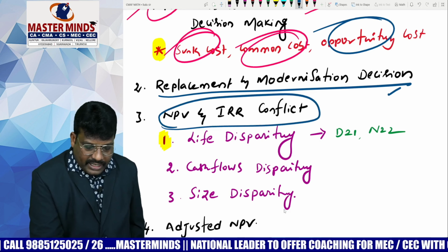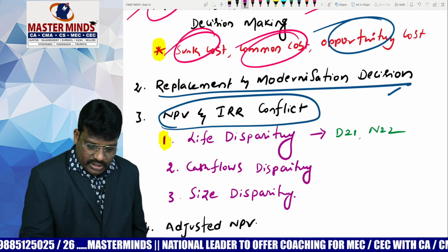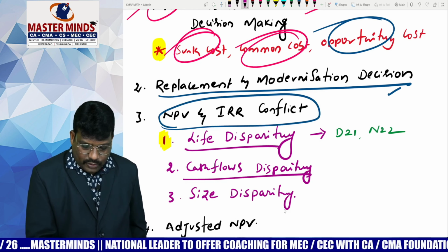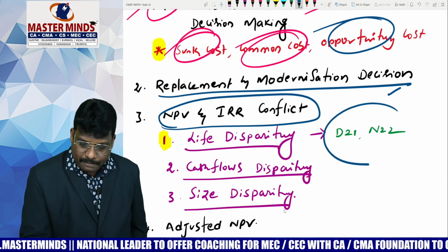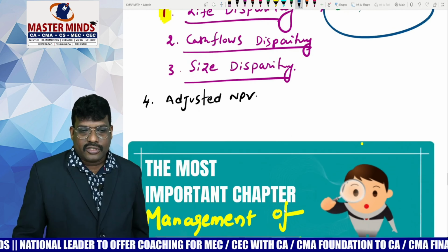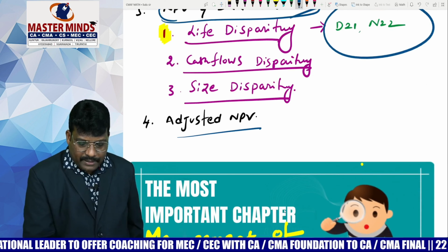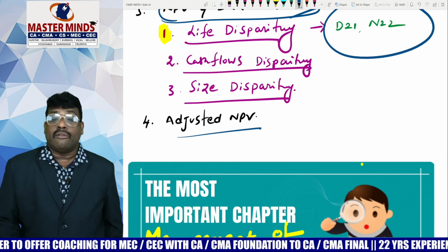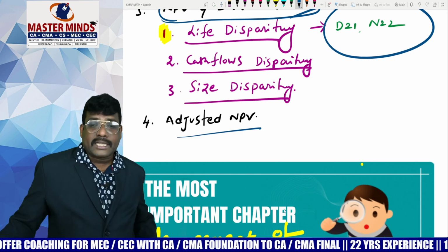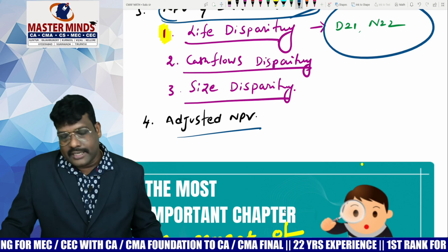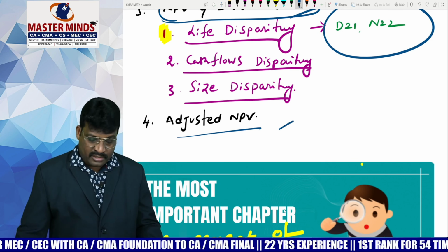Thereafter, NPV IRR conflict plays a very, very important role, because under this NPV IRR conflict, life disparity, cash flow disparity, and size disparity are there, but only life disparity they've been asked. Pay attention to this model. And adjusted NPV is also very, very important, where adjusted NPV equals base case NPV plus tax benefit on debt. Basing on that, we calculate adjusted NPV. Pay attention to this model also.